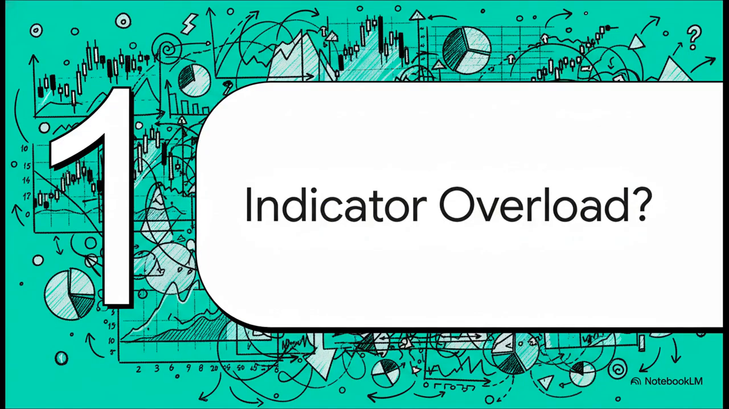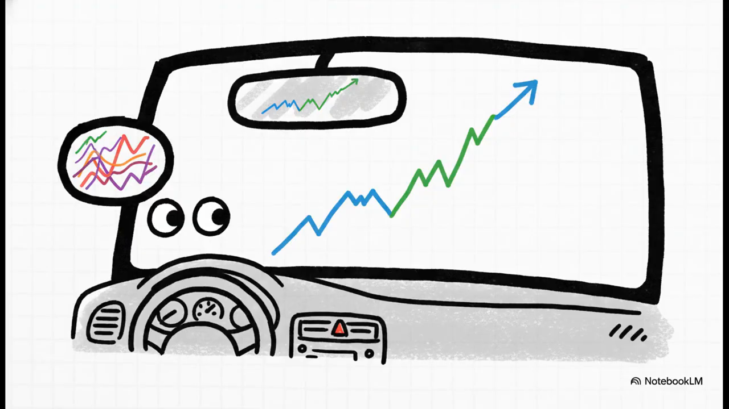Okay, so let's really dive into this whole problem. Let's call it indicator overload. It's where so many of us start. But the thing is, it's kind of built on a shaky foundation. Here's the deal. Almost all of those common indicators, things like moving averages, the RSI, they're all lagging. They're really just fancy math equations based on what's already happened. It's like trying to drive your car by looking only in the rearview mirror. You're always just reacting to the past instead of responding to what's happening right now.